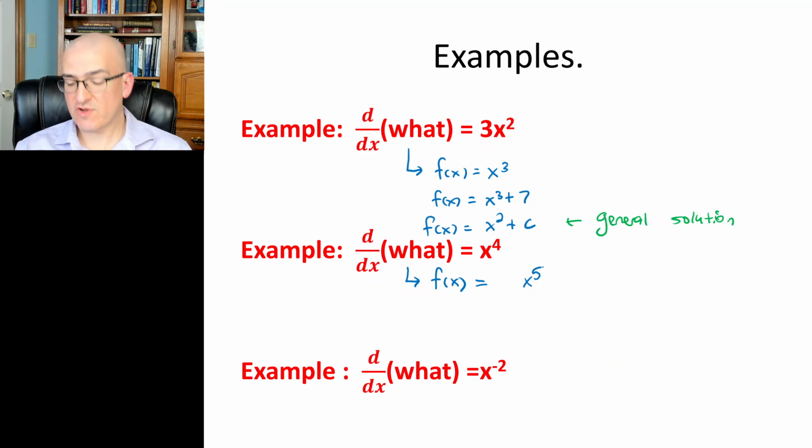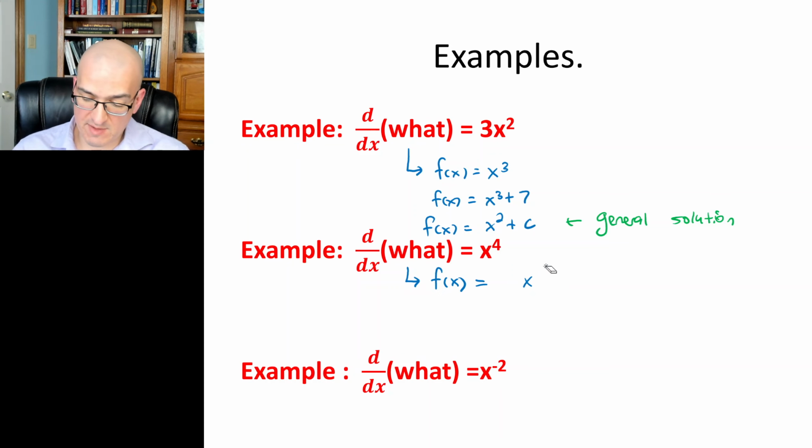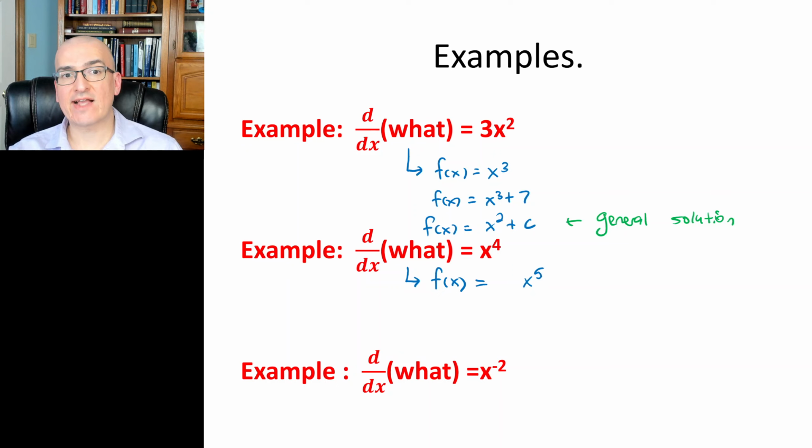However, when I take the derivative of x to the power 5, the 5 is going to come down in front. And I don't want the 5 in front. It's only x to the 4. It's not 5x to the 4. So how do I cancel it? How do I get rid of it?